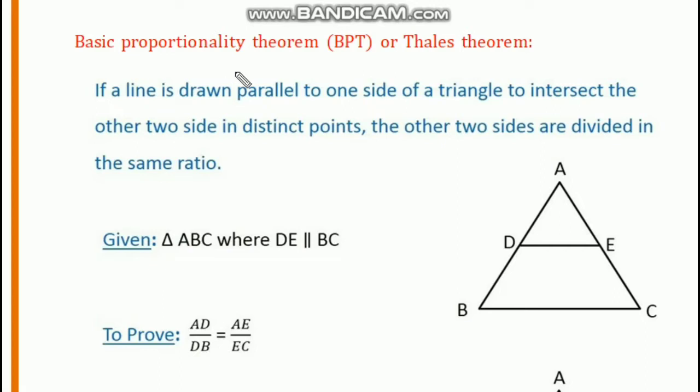Let's discuss the Basic Proportionality Theorem, or BPT theorem, or Thales theorem. If a line is drawn parallel to one side of a triangle to intersect the other two sides in distinct points, the other two sides are divided in the same ratio. Actually, this is the given statement.